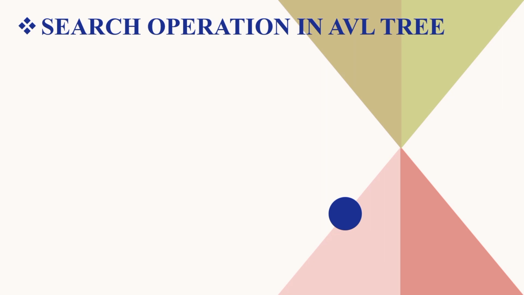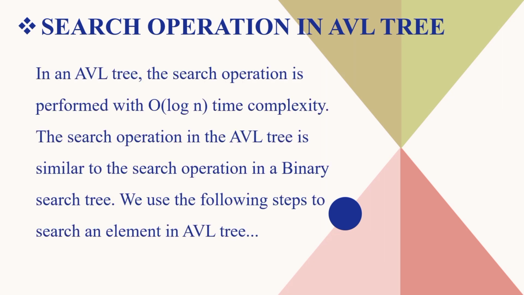Search operation in an AVL tree. In an AVL tree, the search operation is performed with O(log n) time complexity. The search operation in the AVL tree is similar to the search operation in a binary search tree. We use the following steps to search an element in an AVL tree.